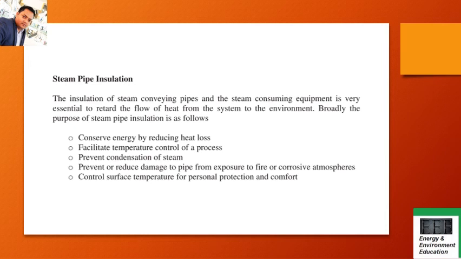Prevent condensation of the steam. This is also an important point. With the help of proper installation, there will not be any condensation of the steam. Prevent or reduce damage to pipe from exposure to fire or corrosive atmosphere. So this is also an important point where the installation of steam pipe is important. Control surface temperature for personal protection and comfort. Also, people are working there, and in that case also installation of pipe is very important because this will not create any sort of hazards, friends, in the plant area.